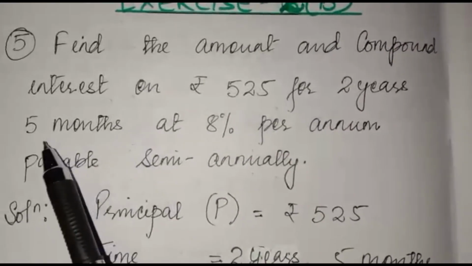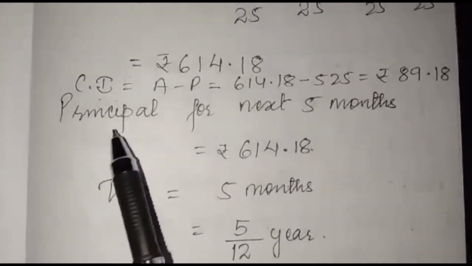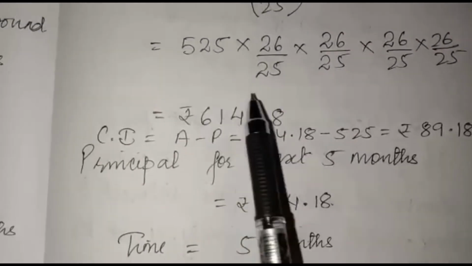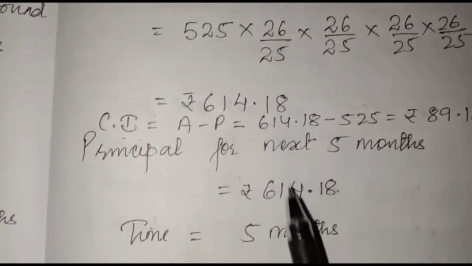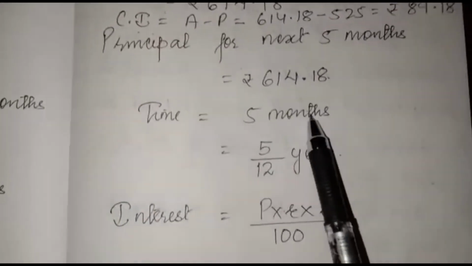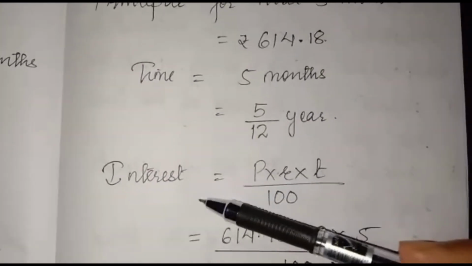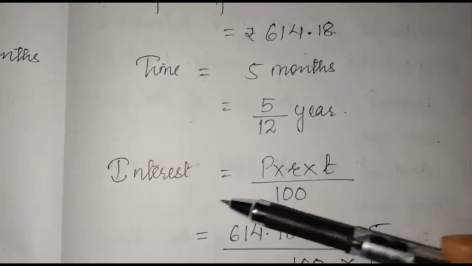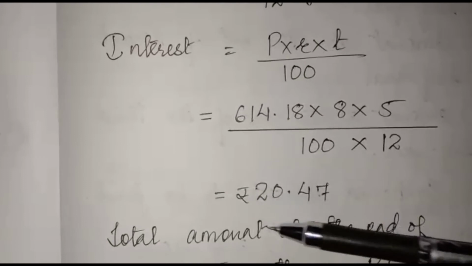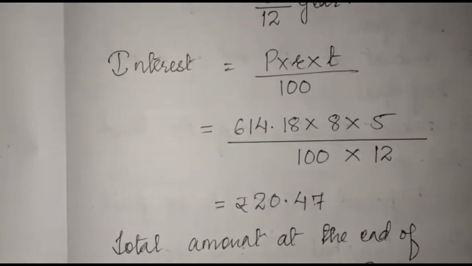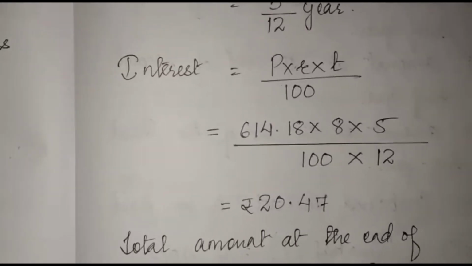Now we got it for only 2 years. Now we have five more months. Principal for the next 5 months will be this one. So time is 5 months. Convert this month into year, 5 by 12. We will calculate interest for 5 months using the simple interest formula, PRT over 100. So you'll get 20.47. Then you have to find the total compound interest and total amount.